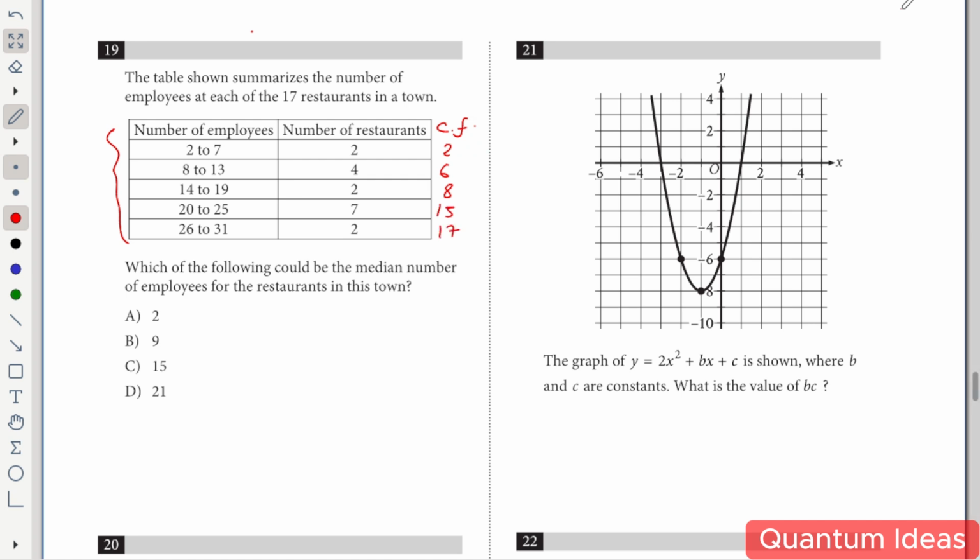Now to find the median, our formula is what? To find the median class, we can use the (n plus 1) by 2th item. So what is our n? n is 17. 17 plus 1 is 18, by 2 is the 9th item. So where is the 9th restaurant? After 8, okay, the 9th restaurant lies here. And if you go to number of employees, your median number of employees lies between 20 to 25. So our answer must be 21. Okay, if you are confused, you can check my video on statistics.